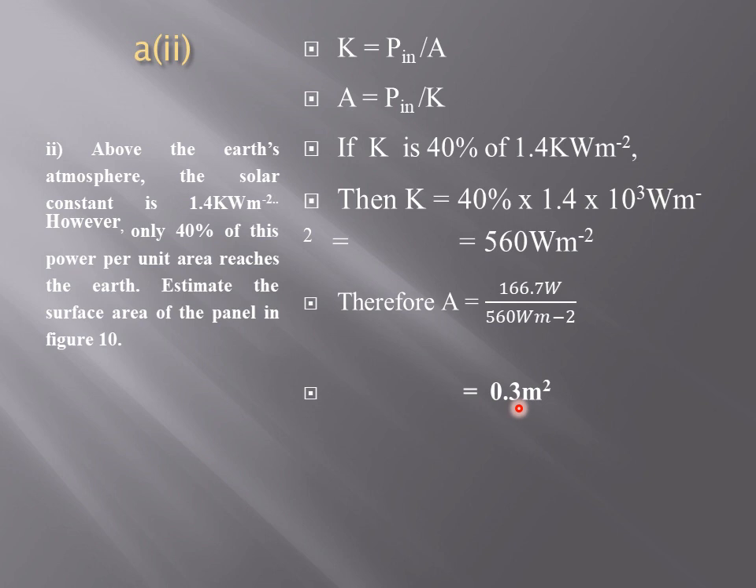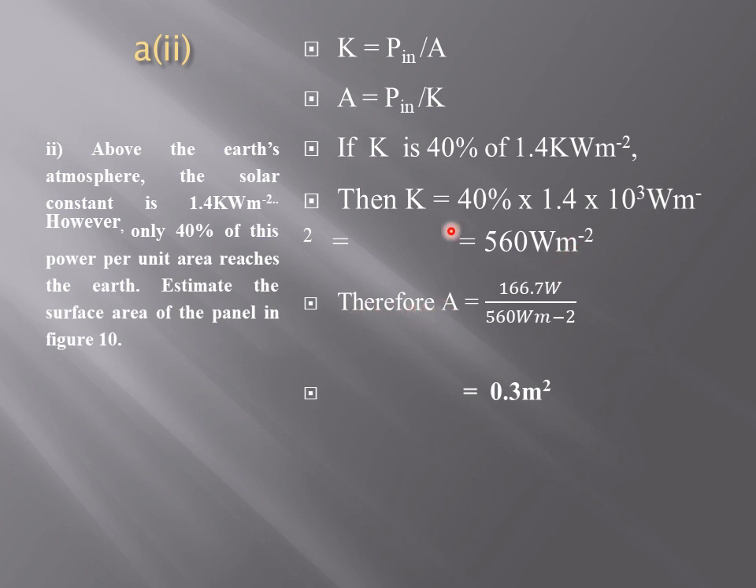I wanted to look at this question again. The solar constant is equal to power input on area. Therefore, the area is the power input on the solar constant. But we were told that only 40% of this solar constant reaches the Earth, so only 40% of this solar constant reaches the solar panel. So 40% of this solar constant is equal to 40% of this 1.4 times 10 to the power 3 watts per meter square. It gives us 560 watts per meter square.